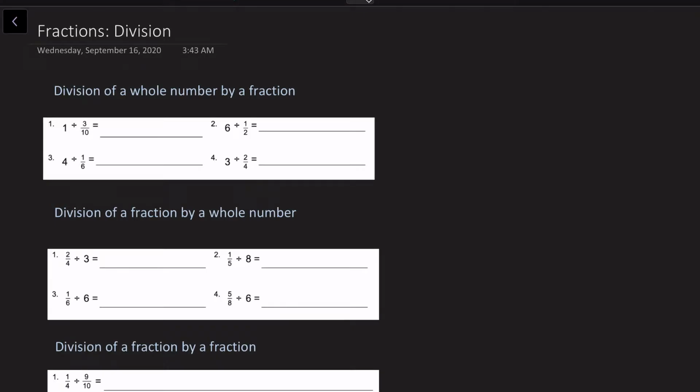Fraction division. Now we're going to start with division of a whole number by a fraction. And the way we do a whole number, to be able to divide it by a fraction, what we could do is, let's say you have a number a. This is the same as saying a over 1, so that we can work with just fractions.